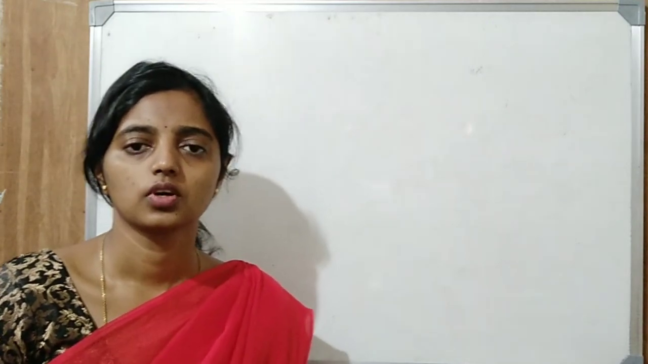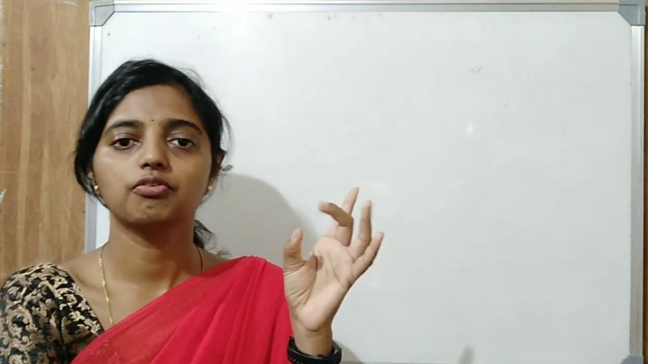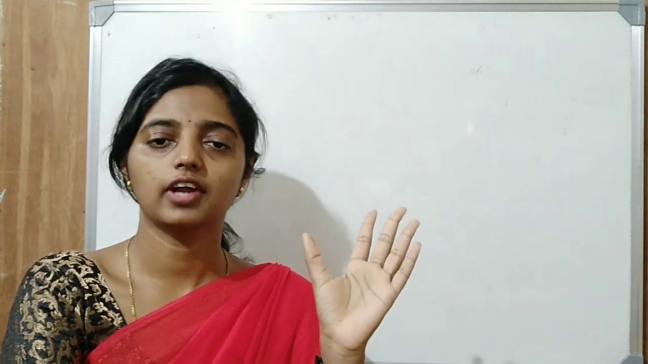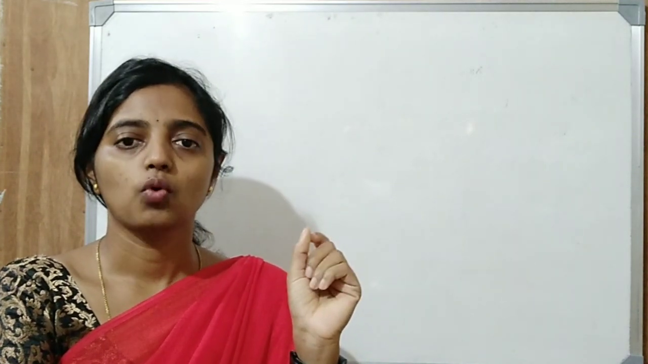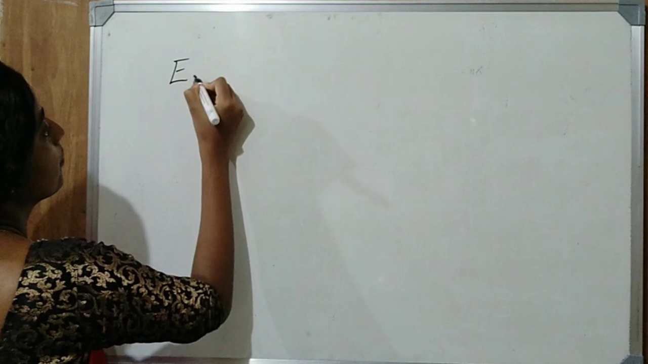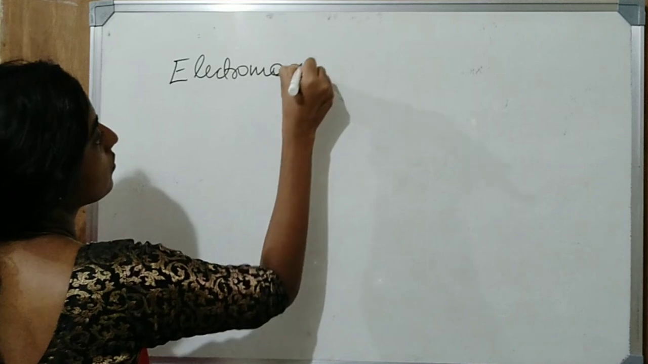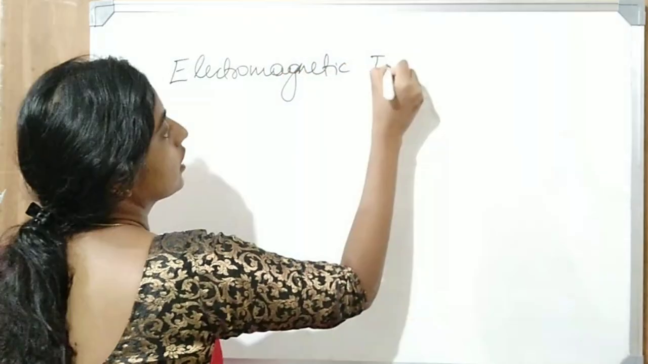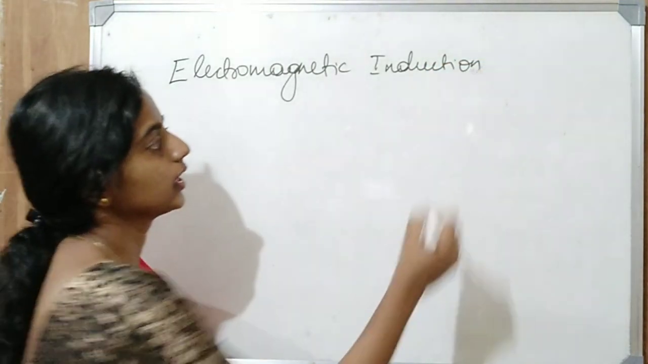Good afternoon, students. So far we have completed magnetic field and magnetic field lines, the pattern of magnetic field lines, and the force acting on a current carrying conductor, and we studied Fleming's left hand thumb rule also. In the last class we studied about electric motor. And in today's class, let us discuss electromagnetic induction, which is abbreviated as EMI.